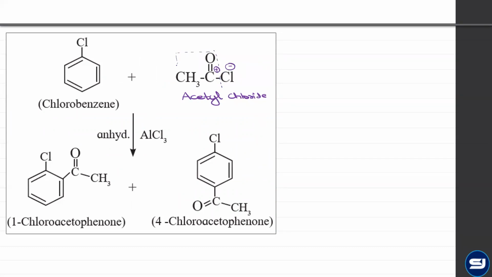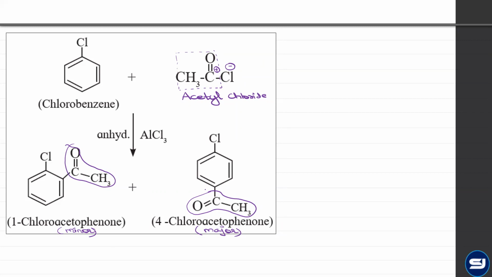Plus will act as a source of electrophile and will attack the ortho and the para position. बस खाली आपका इलेक्ट्रोफाइल चेंज होते जा रहा है. And we get the product as 1-chloroacetophenone. Phenone is a compound wherein benzene is bonded to a ketonic group. Benzene and ketone is phenone. And the other product is 4-chloroacetophenone. Once again, the para is the major and the ortho is the minor.